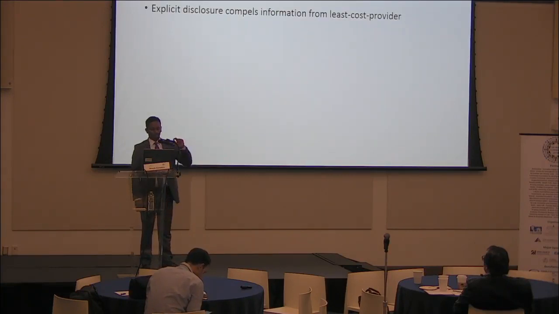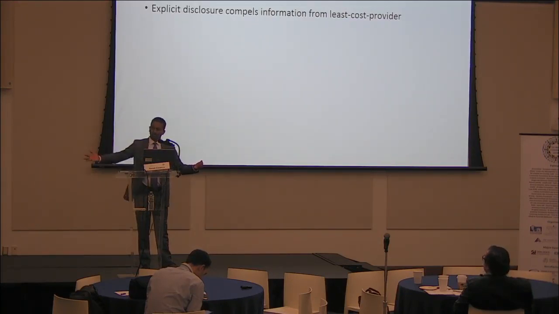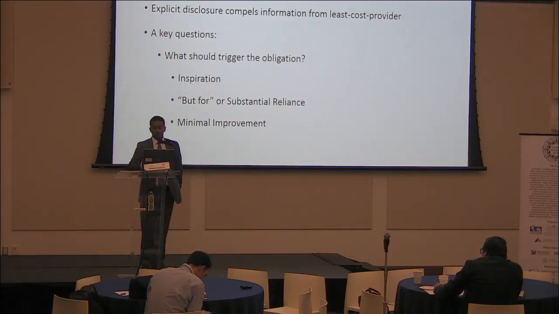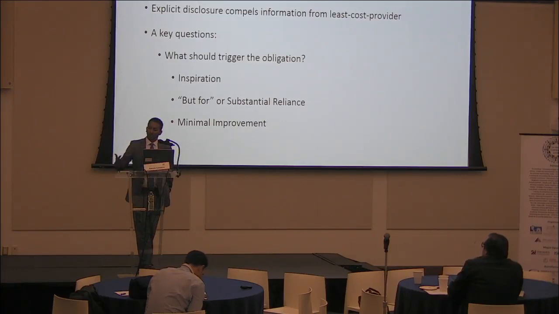What does that do? That means that an explicit requirement would compel information from the least cost provider in that system. So if you think about patent applicants, examiners, competitors of the patent applicant, and the general public, the least cost provider of that information, the reliance on traditional knowledge, is the patent applicant. Right? So compelling information from the least cost provider is an efficient way to go. A key question, if you agree with me that we need to introduce this requirement, would be what level of reliance on traditional knowledge should trigger the obligation? And this is cause for debate in a lot of forums about this topic.